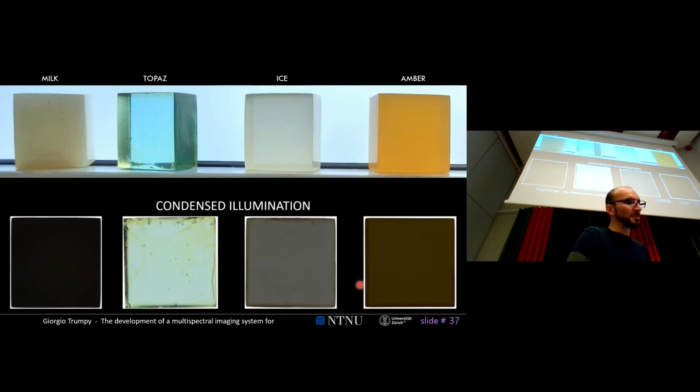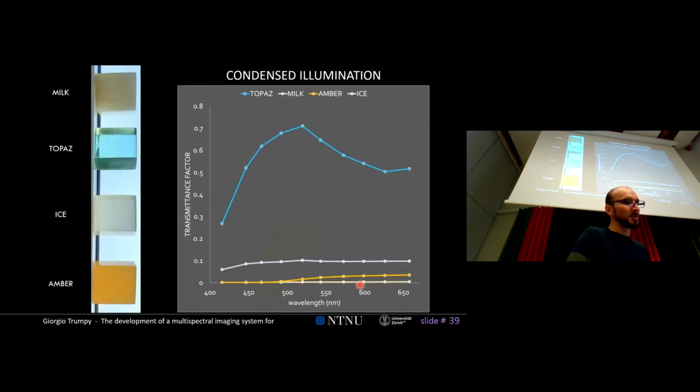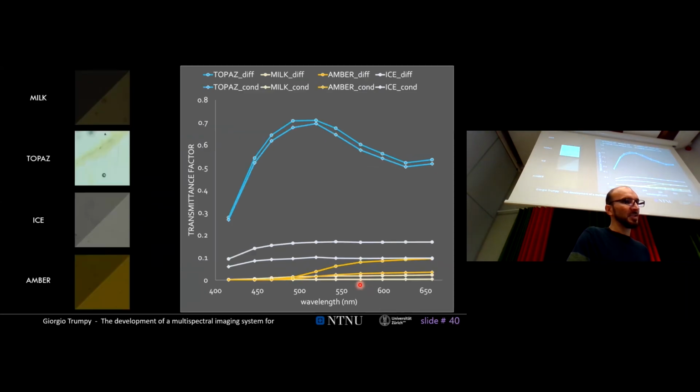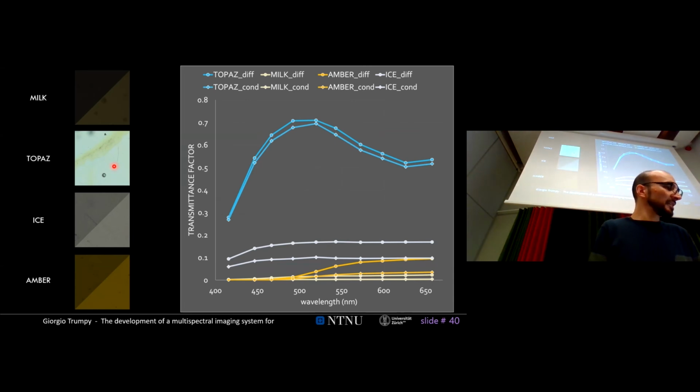Condensed illumination, darker colors, zoom, spectra, and comparison. So I think this is the most interesting. We see milk is way darker. Of course, this is condensed illumination. This is diffuse illumination. Here we barely see anything. Nothing. No, barely see anything.